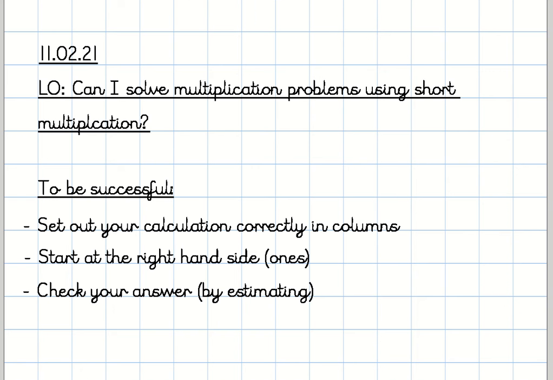So like I said, today we're going to be answering the question, can I solve multiplication problems using short multiplication? To be successful today, you need to set out your calculation correctly in columns, start at the right hand side, which is the ones, and check your answer by estimating if you need to. If you're still a little bit unsure of our learning from yesterday, or if you didn't get the opportunity to finish your multiplication questions from yesterday, you could always have a go at doing those first, and then come back to this lesson to take your learning a little bit further.